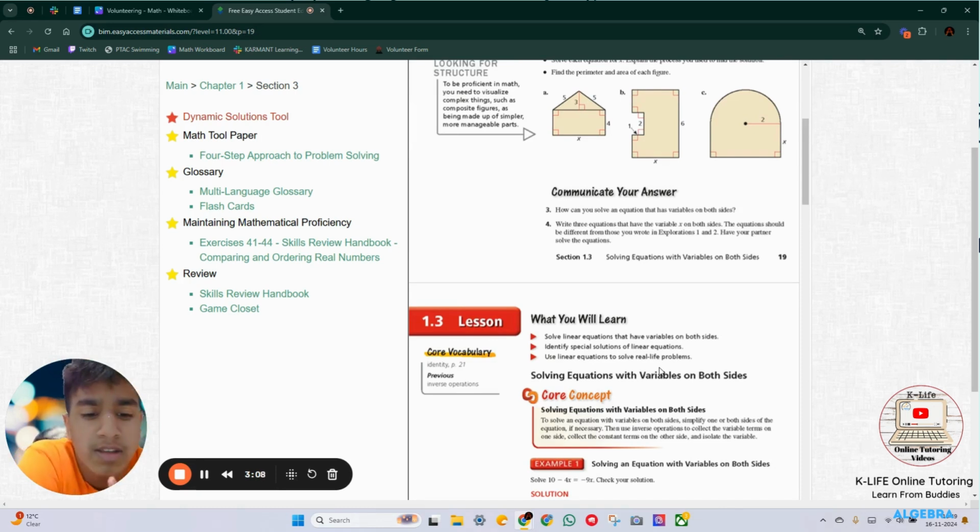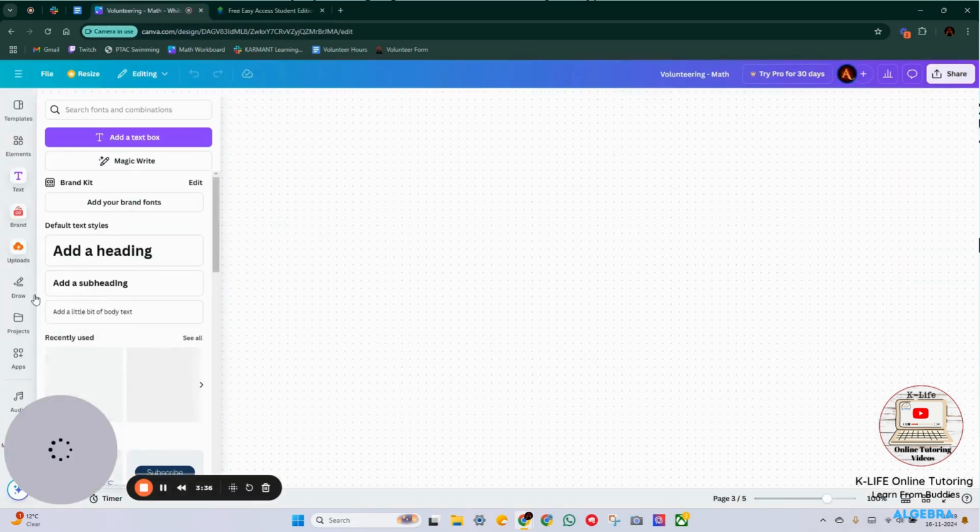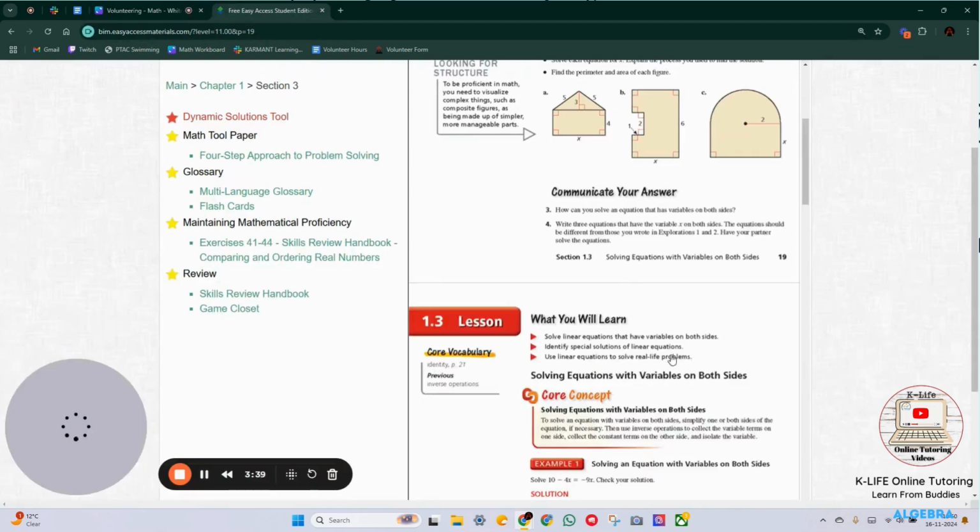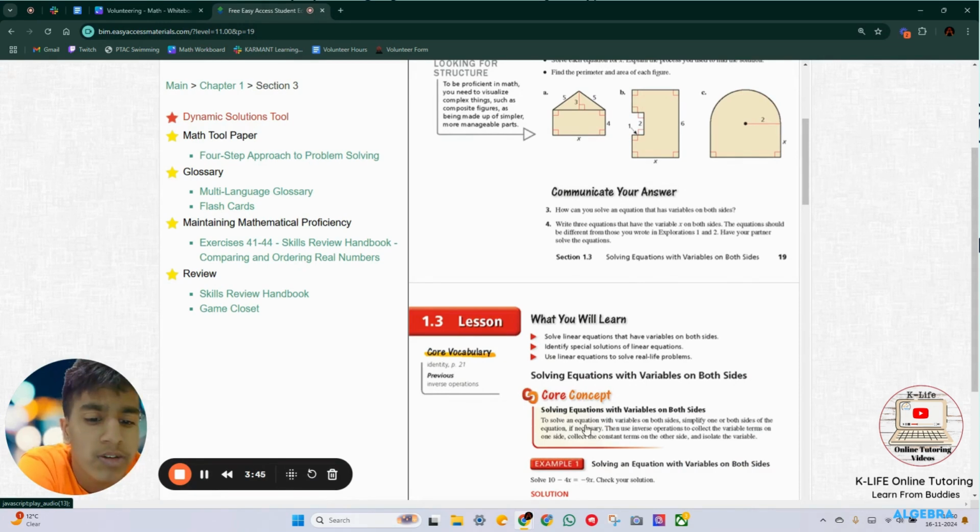The core concept is: to solve an equation with variables on both sides, you have to simplify one or both sides of the equation if necessary, and then use inverse operations to collect the variable terms on one side, and collect the constant terms on the other side, and isolate the variable. So as it says, simplify one or both sides of the equation if necessary.